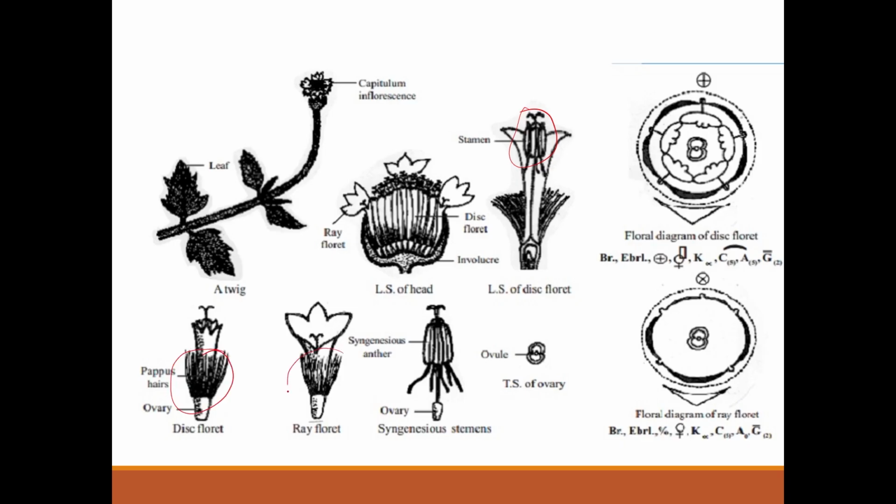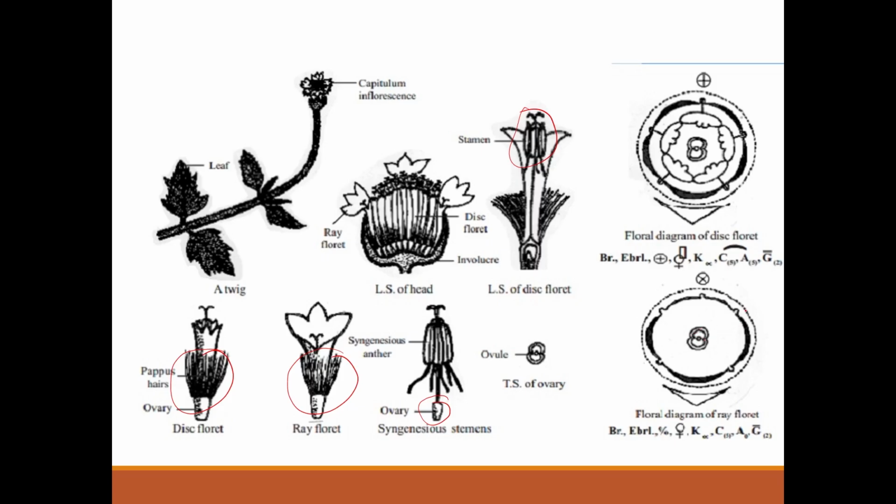This one is the ray floret. You can see it is made up of either 3 or 4 corolla lobes. Then you can see here the ovary is inferior in position. Here you can see the syngenesis condition. And if you see the T.S. of this ovary, it shows the basal placentation and is made up of a bicarpellary syncarpous with inferior ovary.